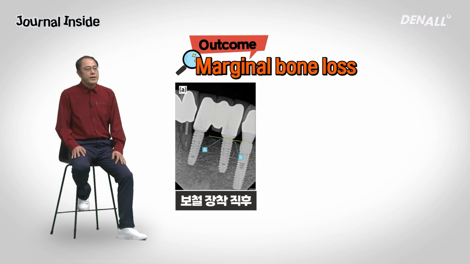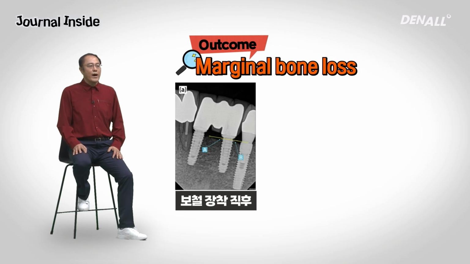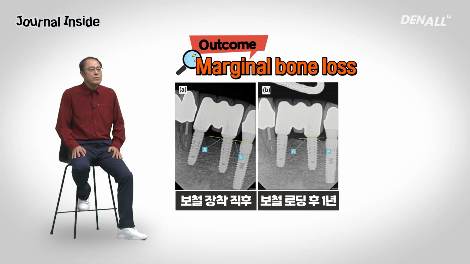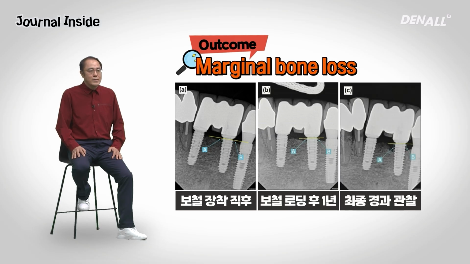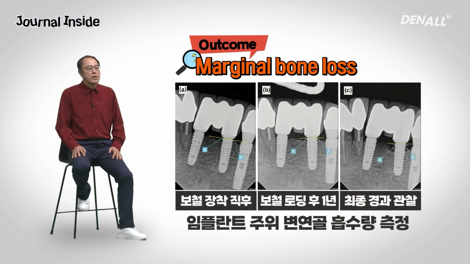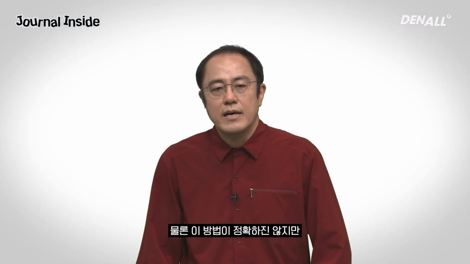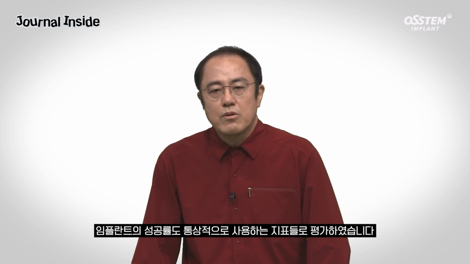Based on the apical radiographs taken immediately after the prosthesis was installed, the amount of marginal bone resorption around the implant was measured 1 year after the prosthesis loading, and at the time of final follow-up. Of course, this method is not accurate, but this is still the measure being used to assess the bone resorption. The implant success rate was also evaluated using commonly used indicators.